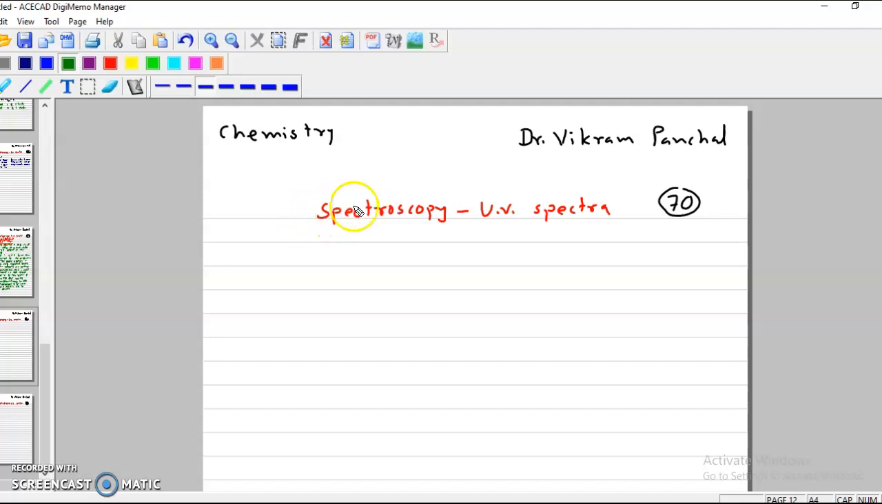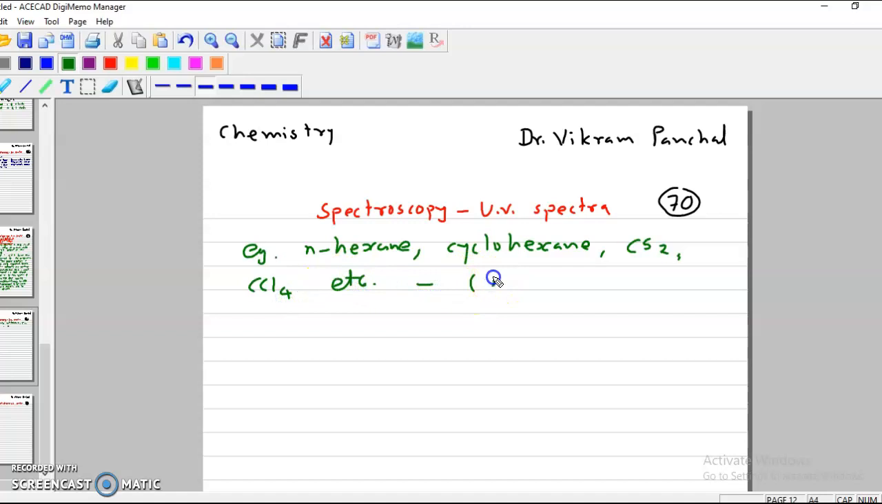Okay. As for example, normal hexane, cyclohexane, carbon disulfide, carbon tetrachloride, etc. These are particularly non-polar solvents.